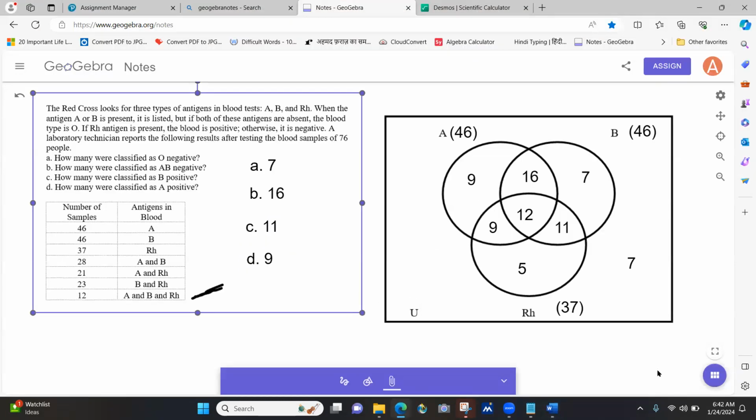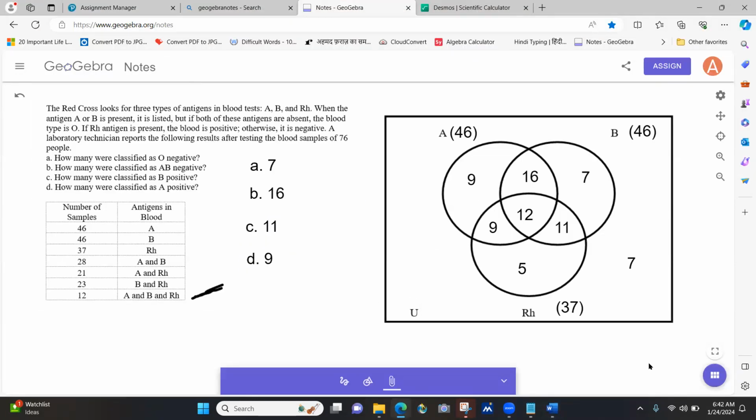I hope that helps, guys. It's a hard problem. Make sure you understand how the parts are labeled, what part is A positive, what part is AB negative, and so on and so forth. And other than that, it's just a 3-set Venn diagram problem. I hope that helps.